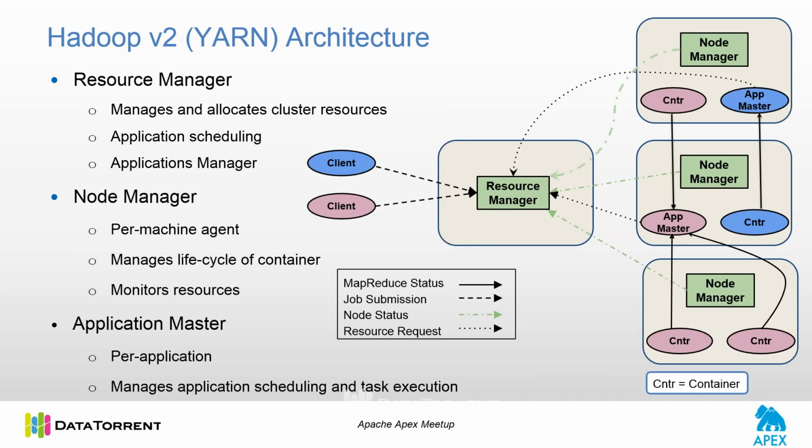The first thing is the resource manager. The resource manager takes responsibility of managing all the resources in your cluster, as well as taking care of scheduling the applications. Then the next thing is the node manager. It sits on each and every node, and it is responsible for managing the lifecycle of containers. A container is a processing unit which is launched on that node, and the node manager is responsible for launching a container, tracking the execution of that container, and then killing the container whenever it has been asked to do so.